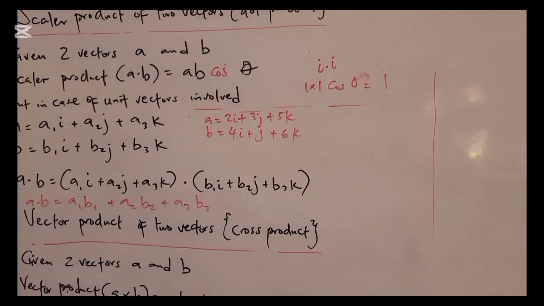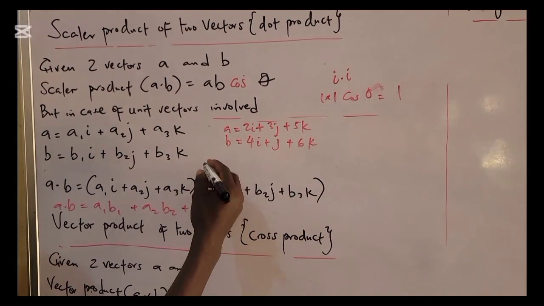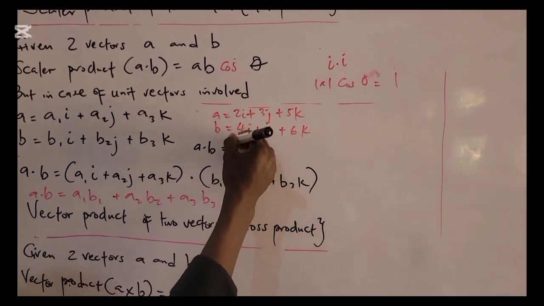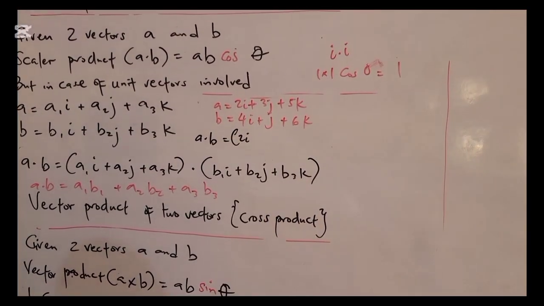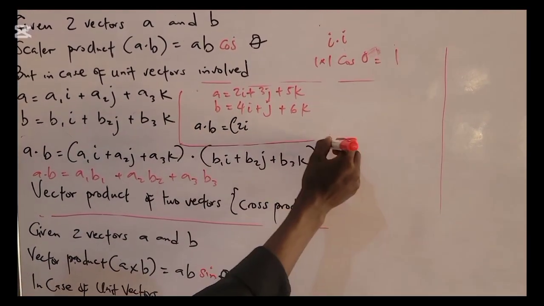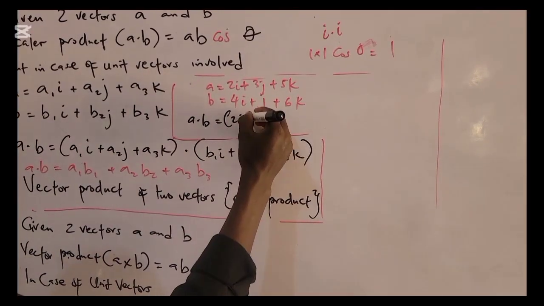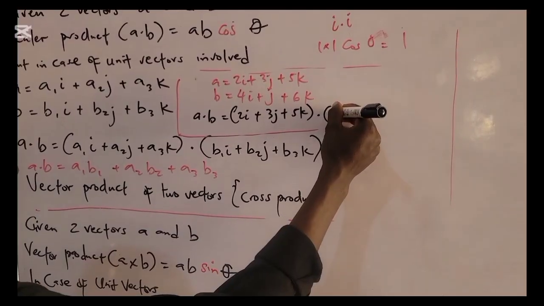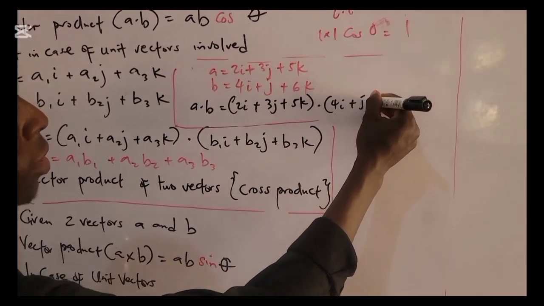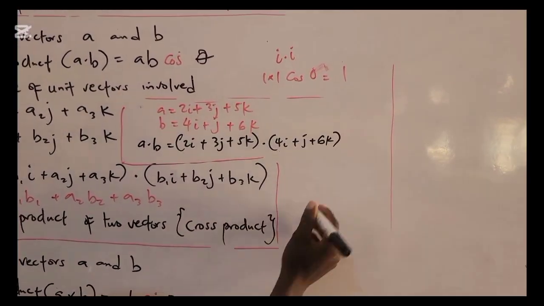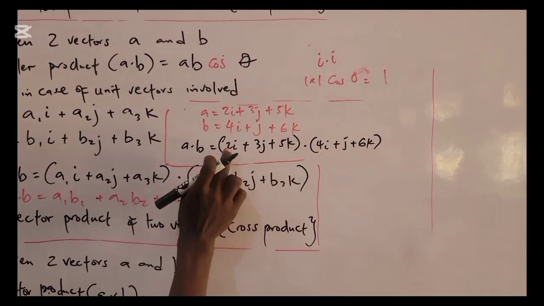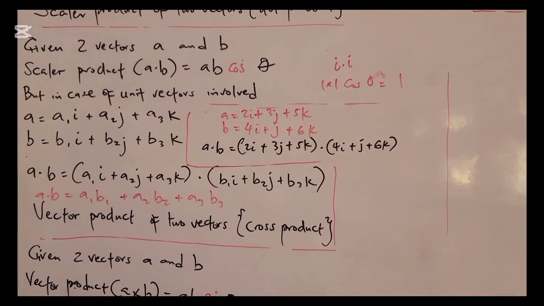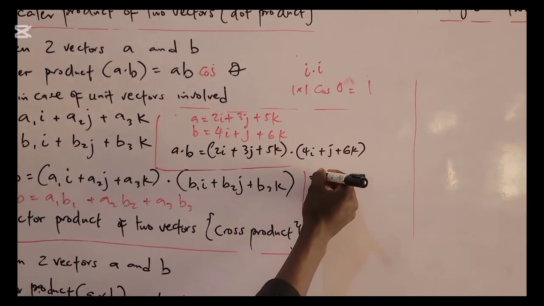So how do we find the scalar product? It's in the form of unit vectors already. So just say A dot B, then it will be the dot product. So that will be 2I plus 3J plus 5K dot 4I plus J plus 6K. So you start to pick the related unit vectors. Here we have 2 and 4. So 2 multiplied by 4 will be 8.